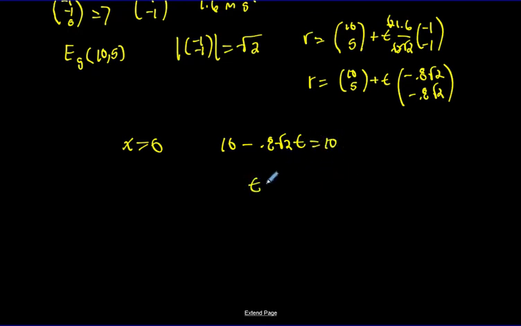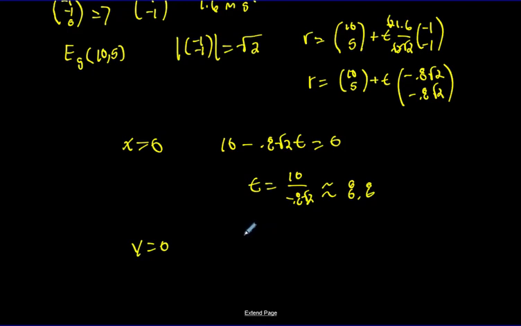I'm sorry, I wrote 10. This is going to be equal to 0, right? So I can write this as t is going to be 10 over a negative 0.8 root 2, which approximately comes out to 8.8, right? 8.8. So roughly like this.